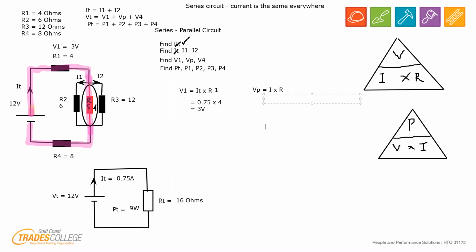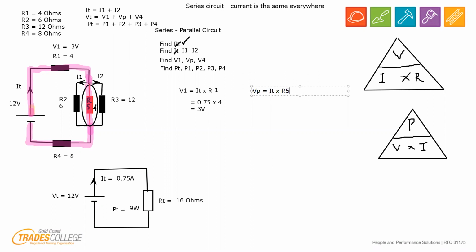Sorry, I just accidentally clicked that, so I'll need to delete it and start again. VP. All right, coming back to this point. Okay, so VP equals I times R. All right, so I is going to be IT again. This time R is R5.